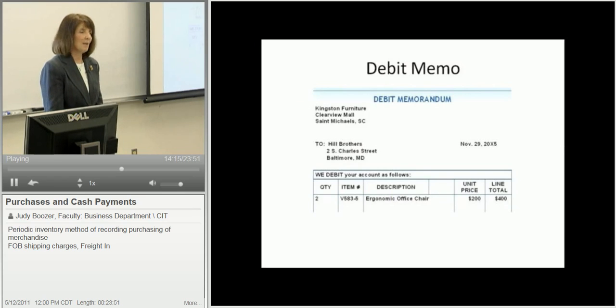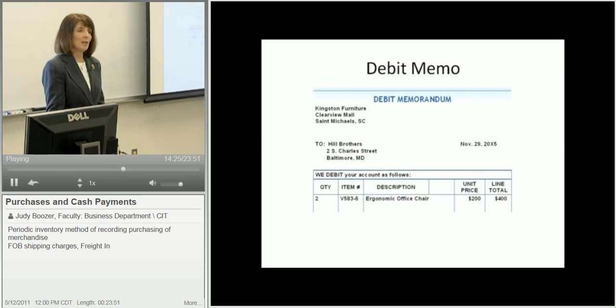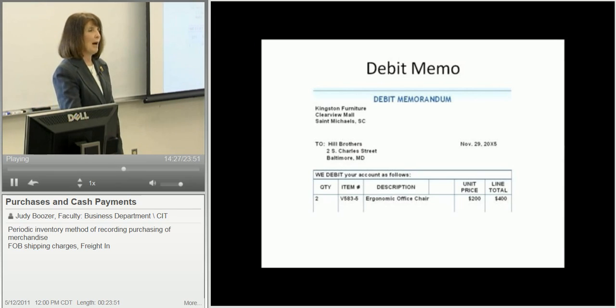Now, here's an example of a debit memo. Notice it just shows what's been returned. You always want to check that to make sure it's correct, and that you've been given the appropriate credit according to how much you were initially charged for the product that was returned.